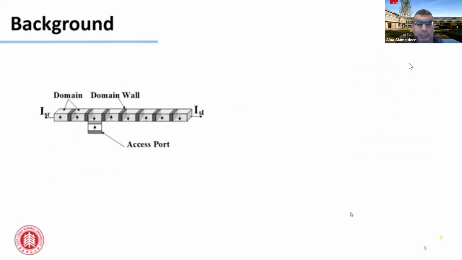This is a schematic of RM, as shown in this figure. The access port is a magnetic tunnel junction of sandwich structure. When data is accessed, if the data to be accessed is not aligned with the access port, data on the tape must shift, so that the accessed data is aligned with the access port.